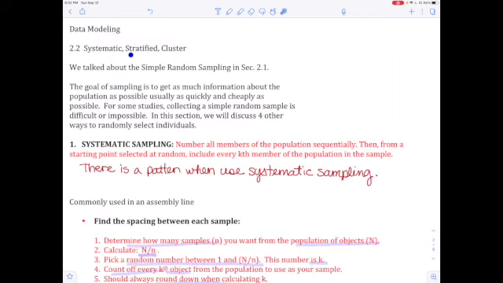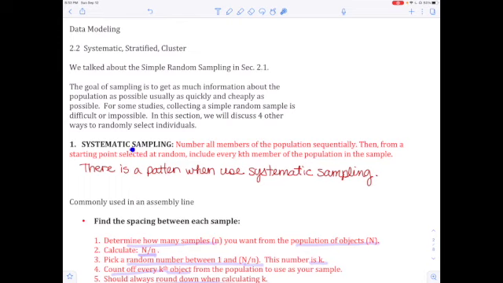2.2: systematic, stratified, cluster. Those are the different types of sampling. We talked about simple random sampling in section 2.1 already, and just a quick review, we did the examples from before. The goal of sampling is to get as much information about the population as possible, usually as quickly and as cheaply as possible. For some studies, collecting a simple random sample is difficult or impossible. In this section, we will discuss 4 other ways to randomly select individuals.